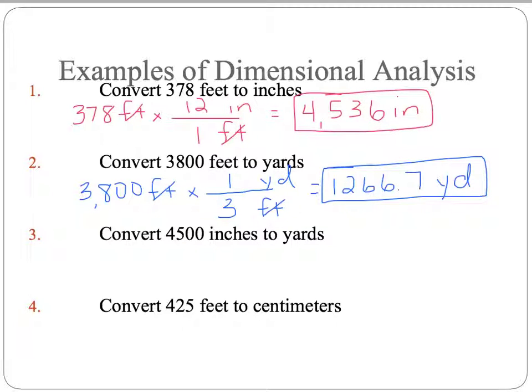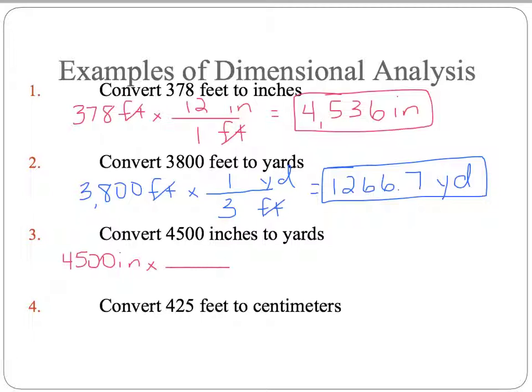The next one, I have 4,500 inches, and I want you to convert that to yards. Some of you guys know how many inches are in a yard, but if you don't, you can just go ahead and set up and say, okay, well, I could go from inches to feet and then feet to yards. So I could use the 2 conversions that I've used in 1 and 2.